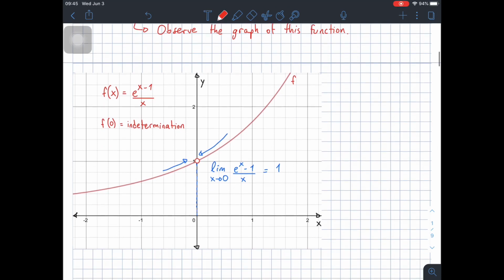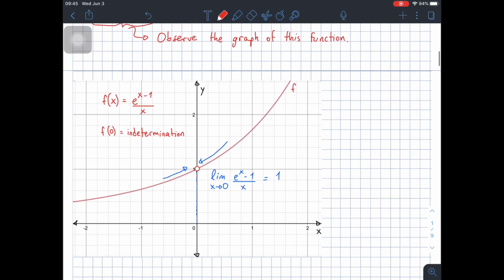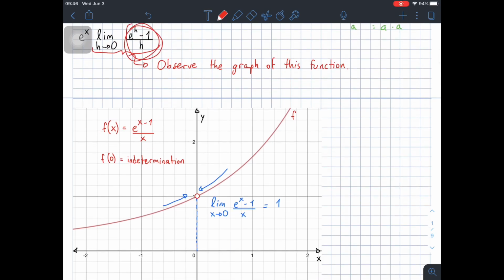So using Desmos, I plotted this function. Obviously, I wrote it as x instead of h because when we plot, we need to use x as a variable instead of h. So the function I plotted is e to the power of x minus 1 over x, which is exactly this one, okay?